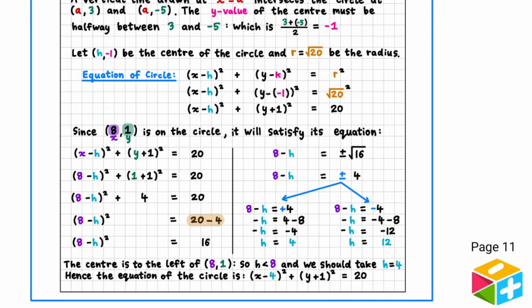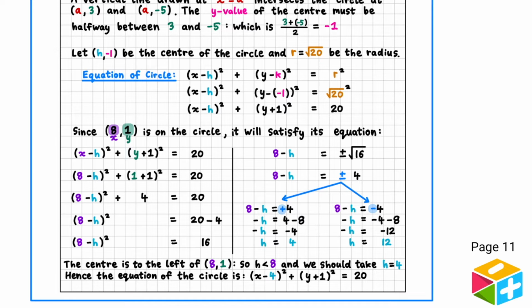20 minus 4 is 16. The square on the left can be removed if we square root both sides. We have to be careful and write in a plus minus sign here. This is because the positive and negative versions of a number both square to give you the same answer. The root of 16 is 4. To deal with the plus-minus sign, we should split into two cases. In the first case, we replace it with a plus, and in the second case, we replace it with a minus.